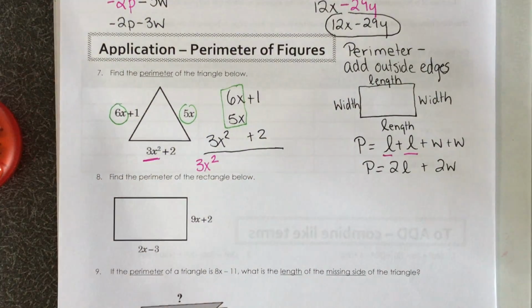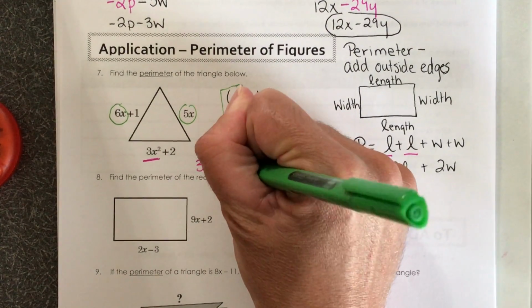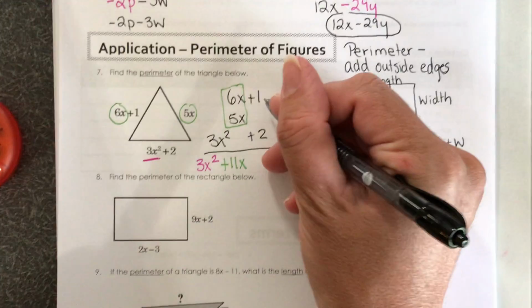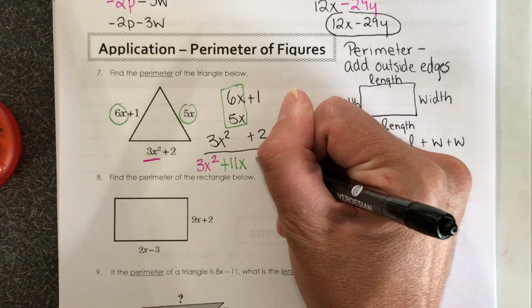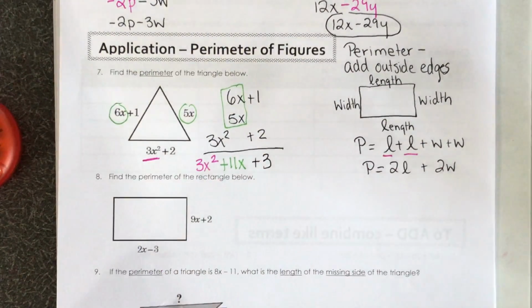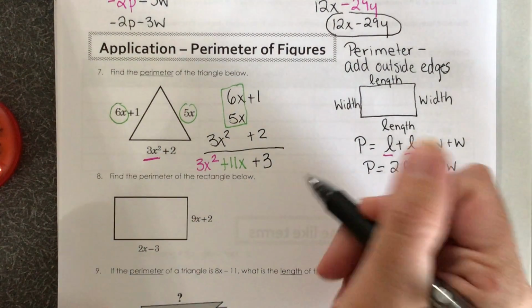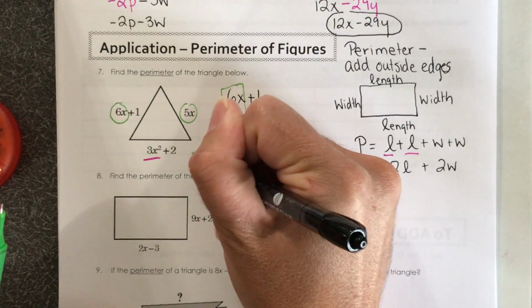So when I combine 6x and 5x, that's going to combine to make 11x. And then last is the constants. So I have the 2 and the 1 are my constants. I'm going to combine them, and we're going to have a 3. So the perimeter of this triangle is 3x squared plus 11x plus 3.